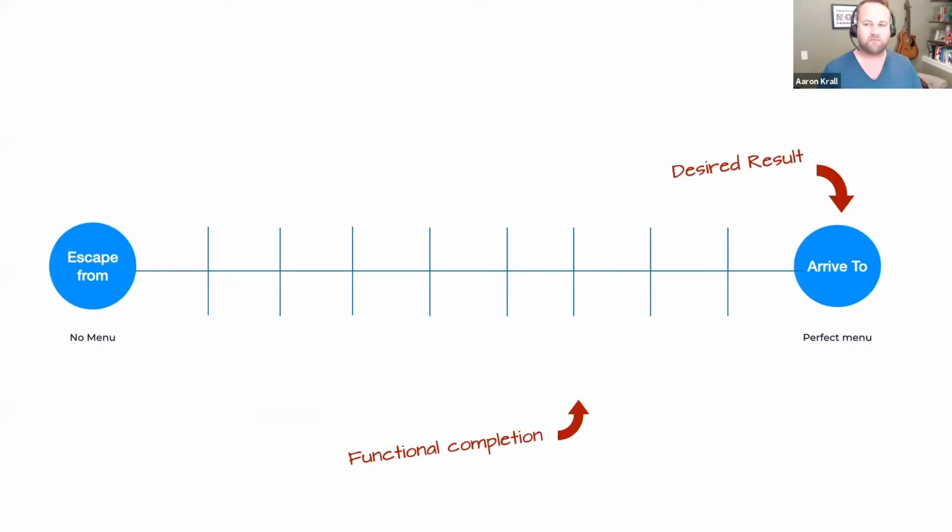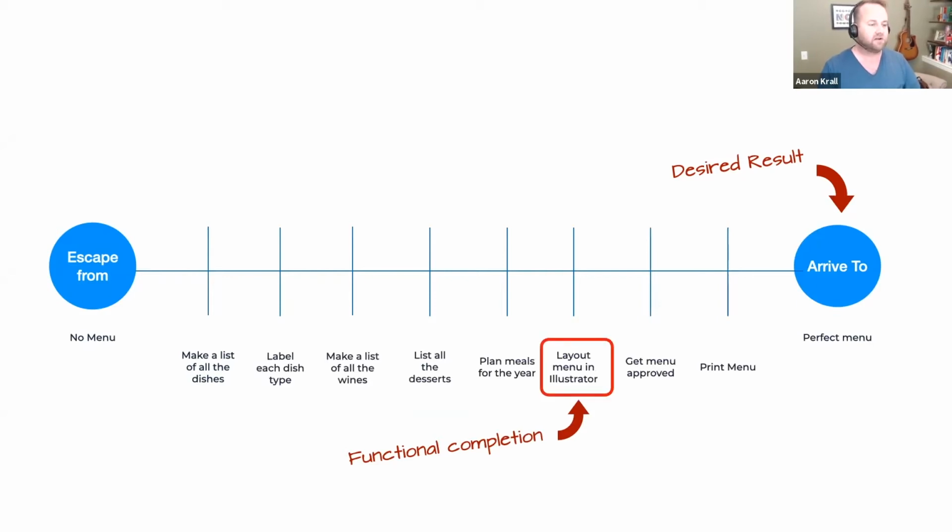Here's a little something to help you kind of understand this. So they are currently in a place where they want to escape from a hell that they're in and arrive at a heaven. The desired result is where they want to go. Yeah, that's why they bought your product. They don't buy the product because of the functional completion of the product, what a product functionally does. They buy it for the outcome.